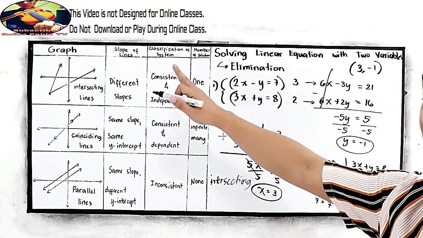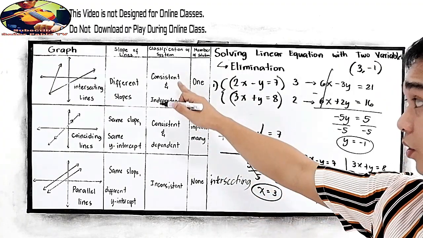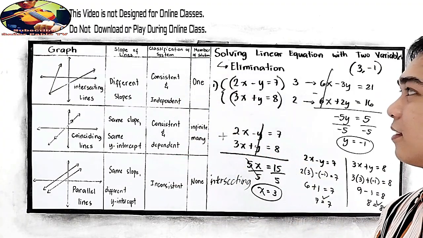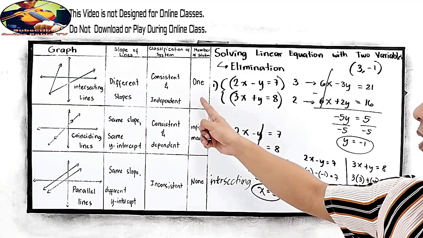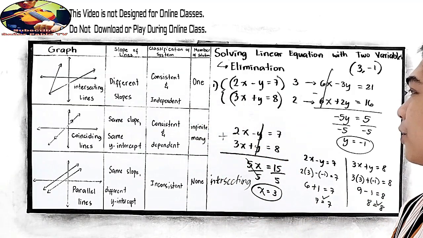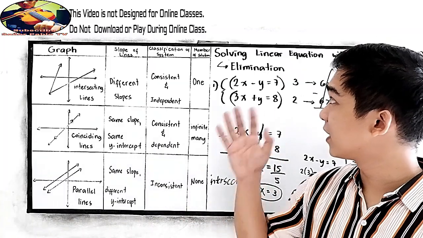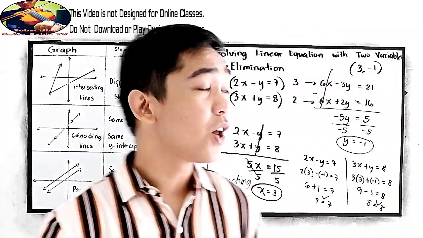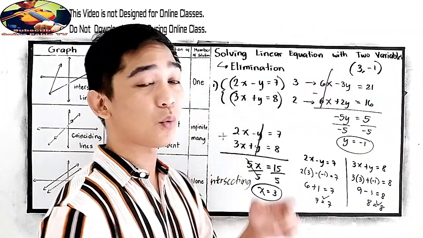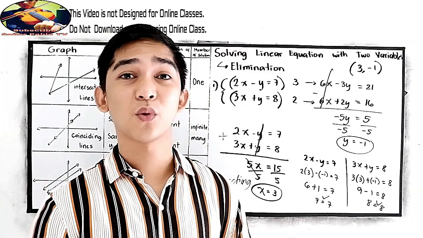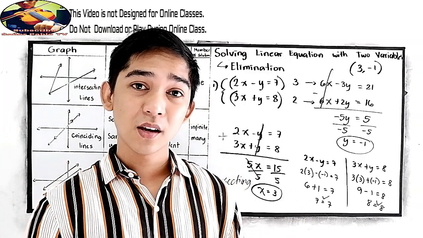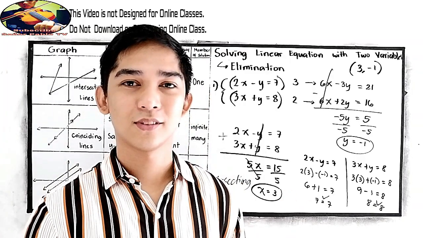And the classification of systems, we have the consistent and independent. And the number of solutions, you have one or the unique solution. That is the use of our table. The shortcut here in elimination method is that you're going to manipulate our equations so that our coefficient will be the same. Then you need to cancel that out.